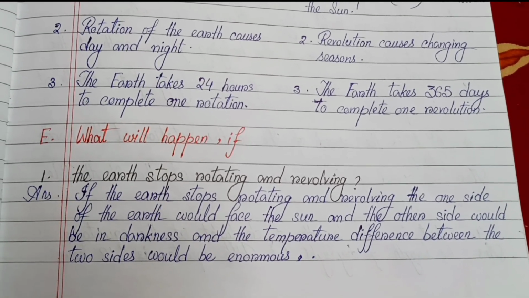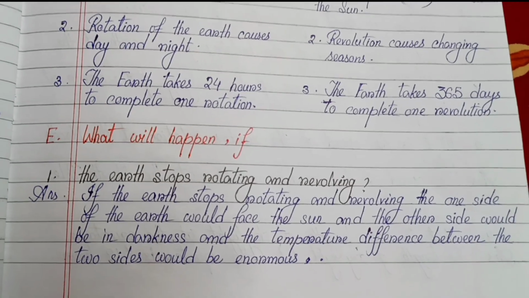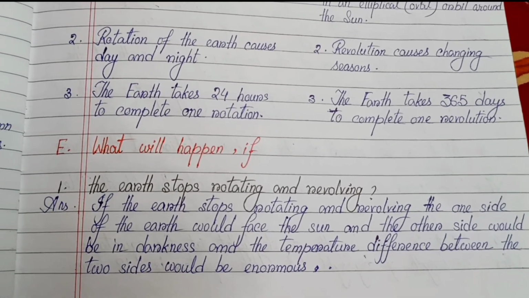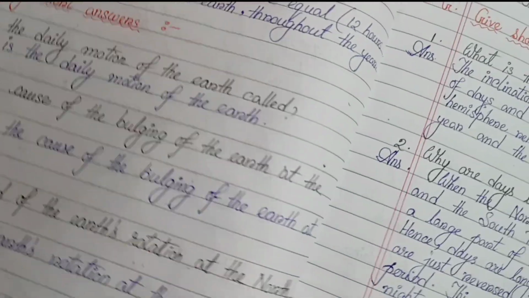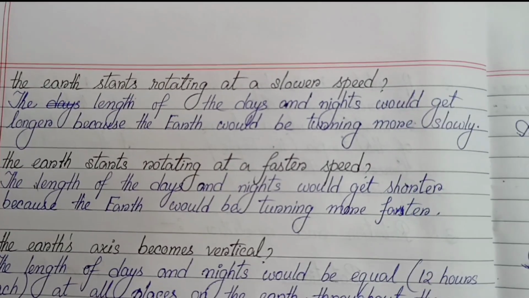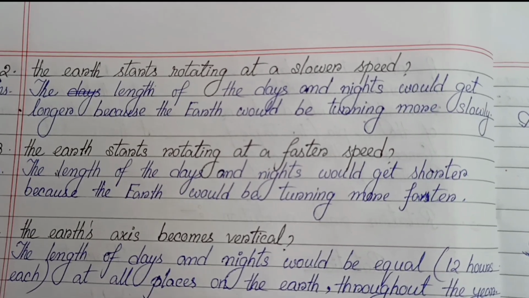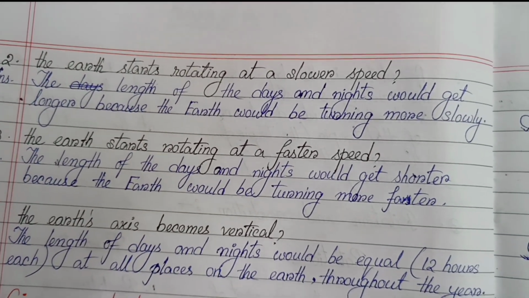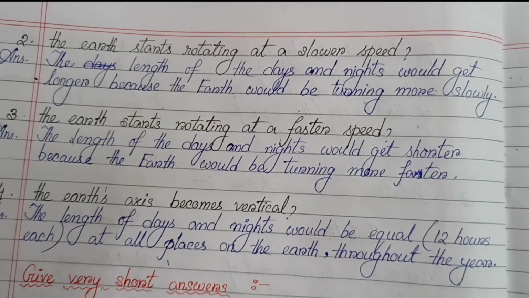other side would be in darkness, and the temperature difference between the two sides would be enormous. Number 2, the earth starts rotating at a slower speed. The length of the days and the nights would get longer because the earth would be turning more slowly.